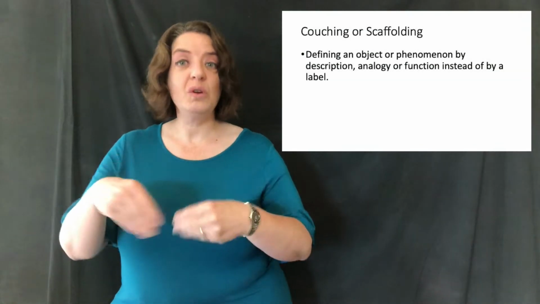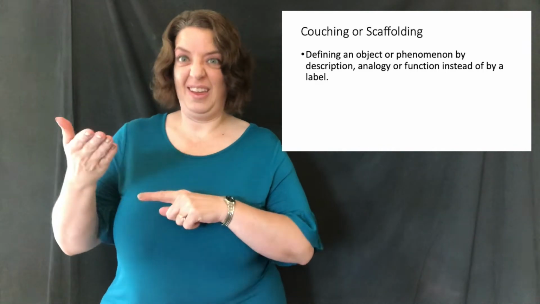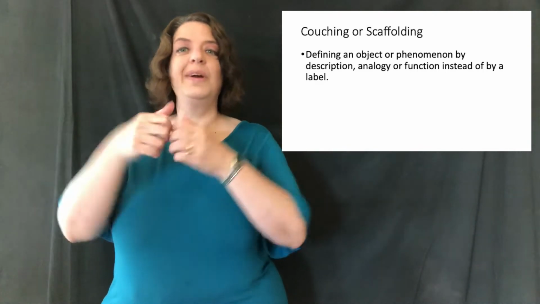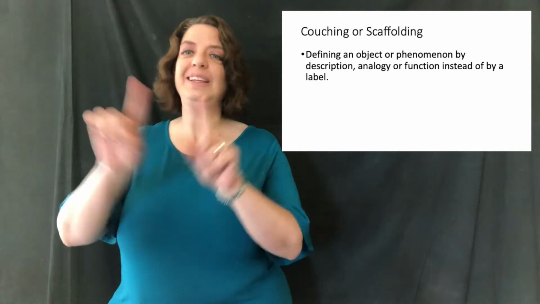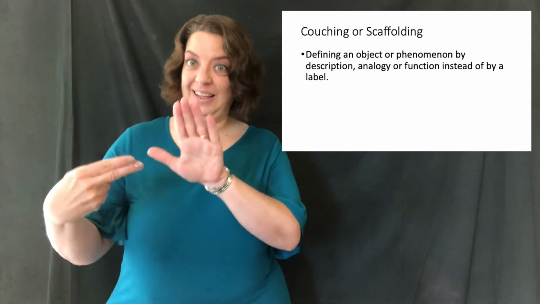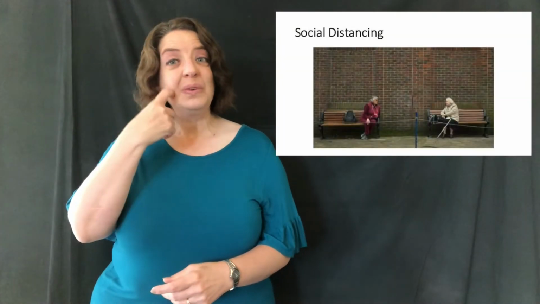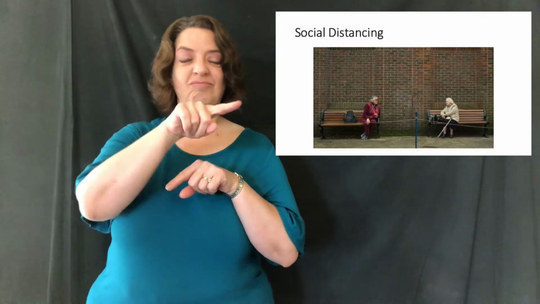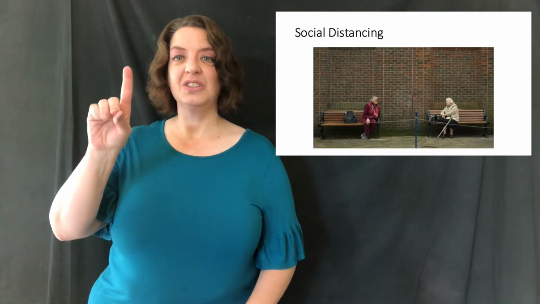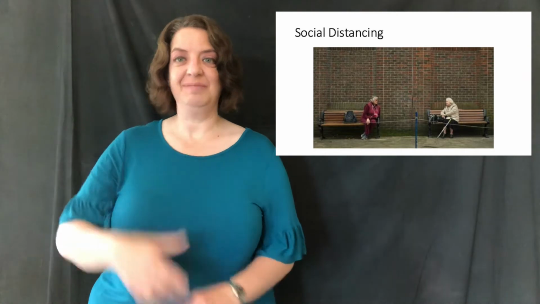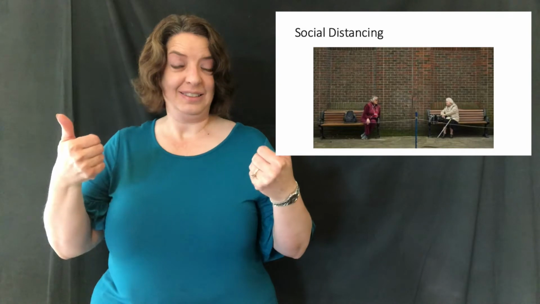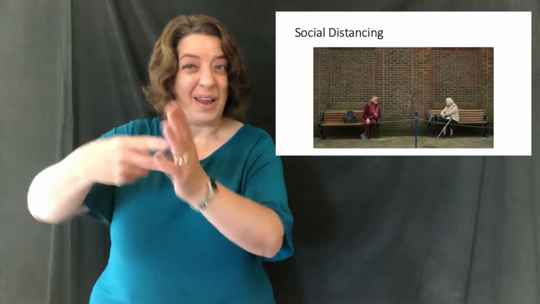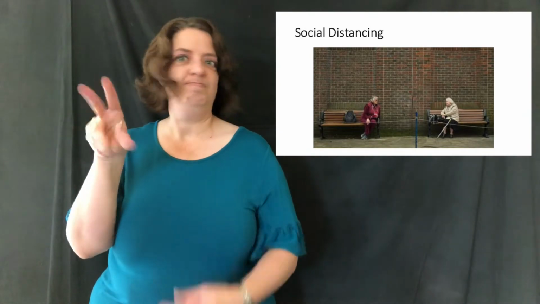So the definition is to define an object or phenomenon by description, analogy, or function, and not only with a label. Recently, this phrase has been around a lot: social distancing. I can sign the words social and distance, but does that provide the full meaning of what that phrase means? Does that tell you what to do? No, it does not.